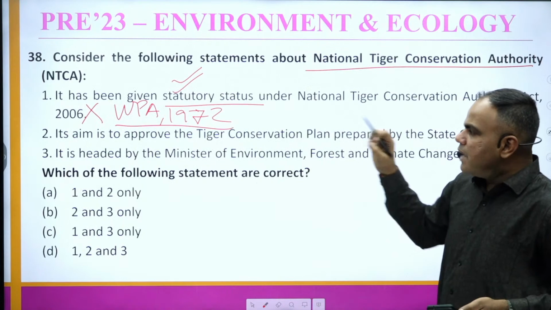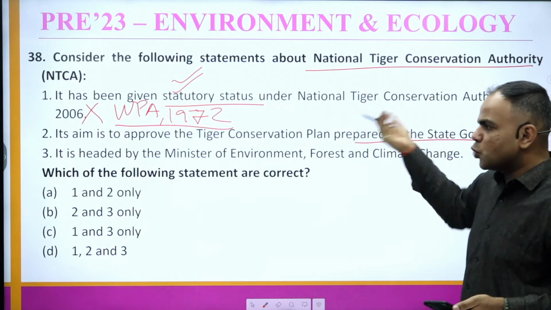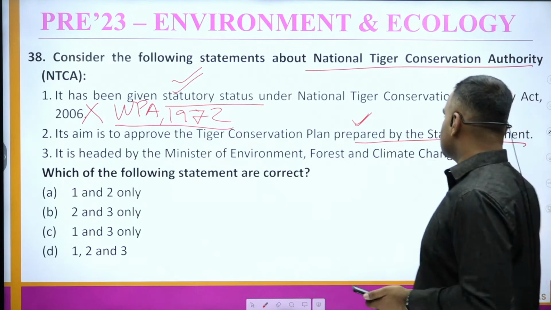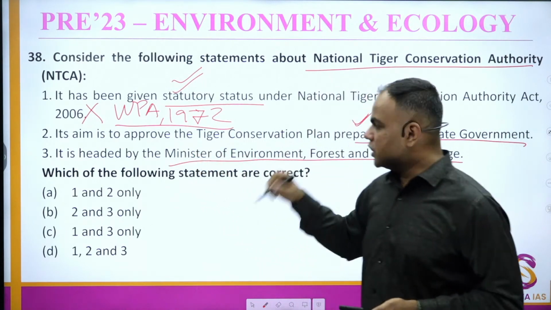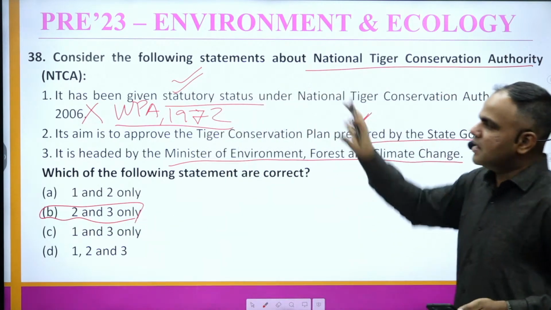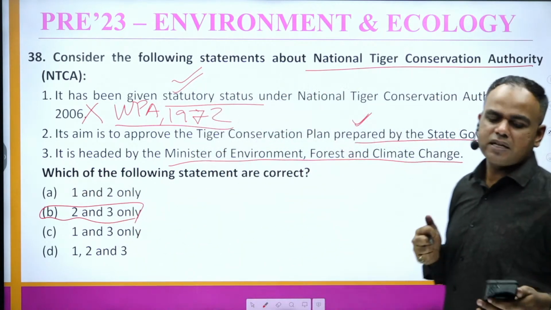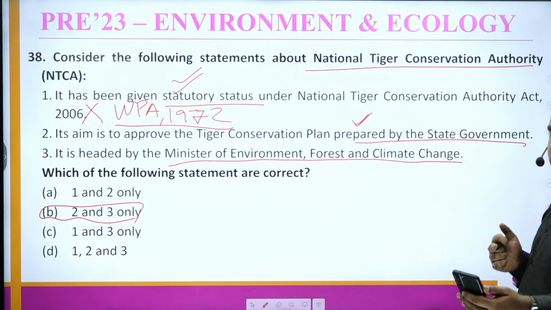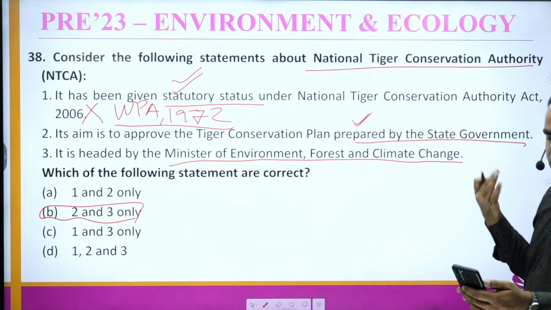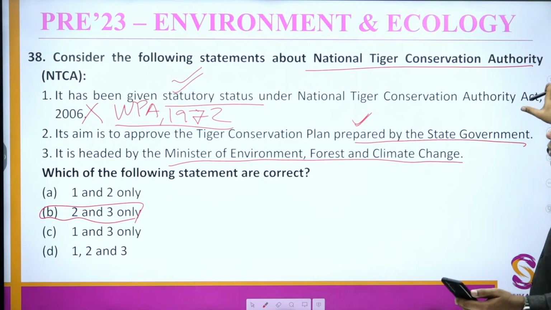Second, it aims to improve tiger conservation plan prepared by state governments. Of course, it's the Tiger Conservation Authority. This would be its chief aim or the mandate. This is true. It is headed by the Environment Minister. This is also true. So here, statements 2 and 3 are correct. The answer becomes B for question number 38. 1 is wrong. By the way, if you were very sure 1 is wrong, you could have simply eliminated and directly got the answer as B. Okay. Yes. Good participation. I think Bhaskar, Anisa, Pratiksha, Naman, yes, the answer is correct. Right. So with NTCA, here the answer is B.